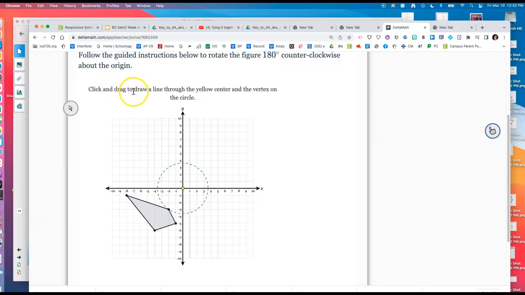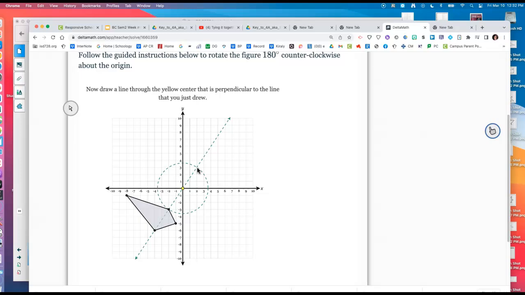Click and draw a line through the yellow dot and the vertex. You're going to click on the yellow dot, and you're going to turn your line and line it right up with the vertex. Now draw a line through the yellow center that's perpendicular. Well, how do we make sure we're perpendicular? We use slopes. So I'm going to use the fact that this line right here is going up 3 over 2.